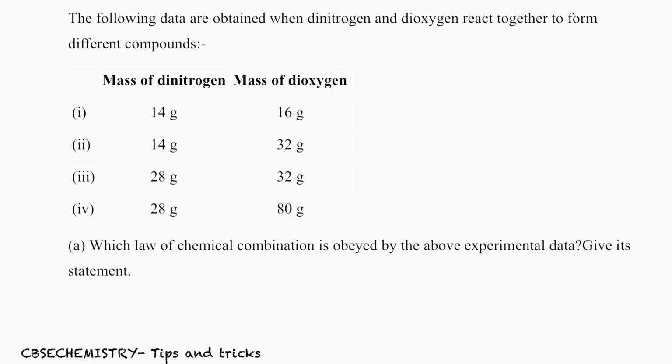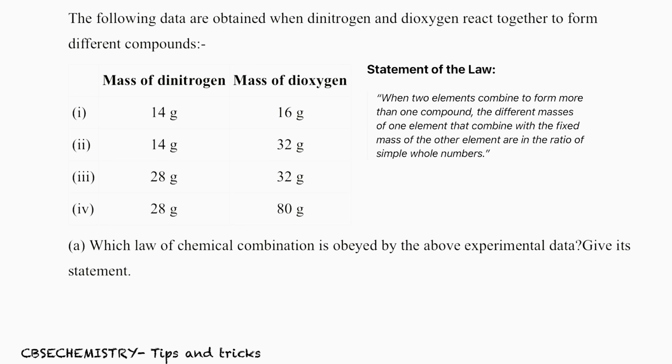What is the question? Which law of chemical combination is obeyed by the above experimental data? You can clearly see that four different compounds are formed from the same set of elements. Correct, right? By the combination of nitrogen and oxygen, you can see four different compounds are formed. Then which law? It is the law of multiple proportion.